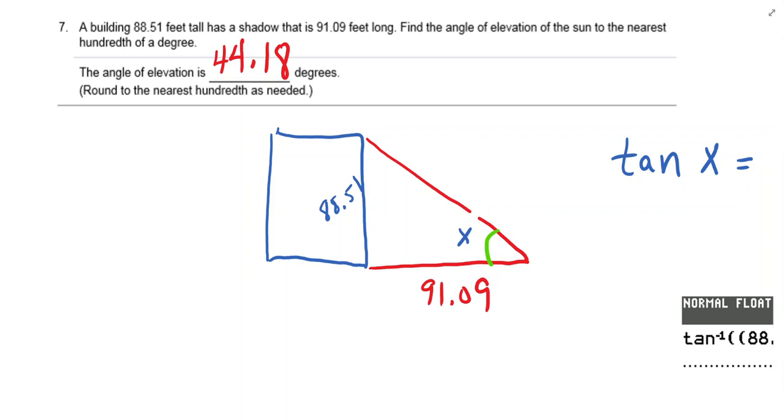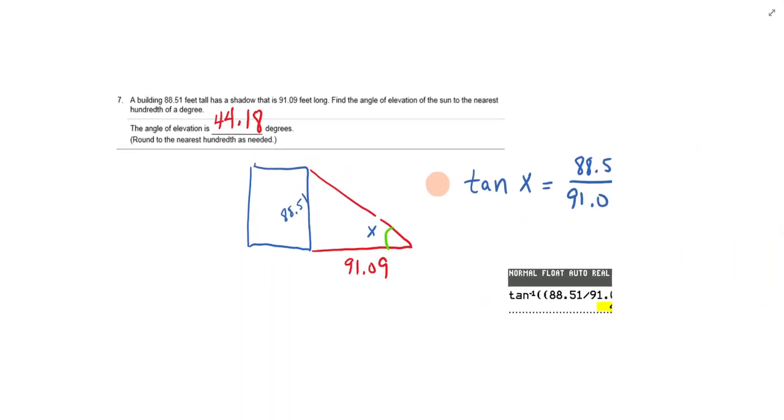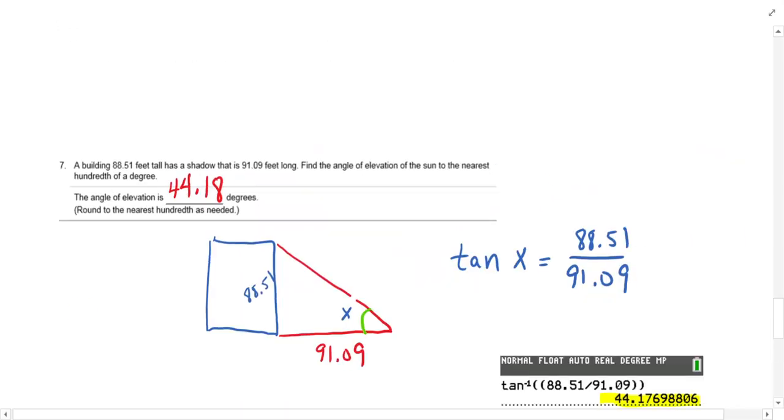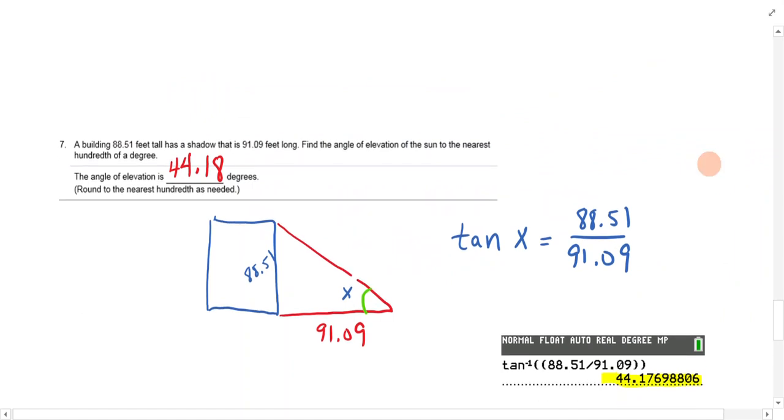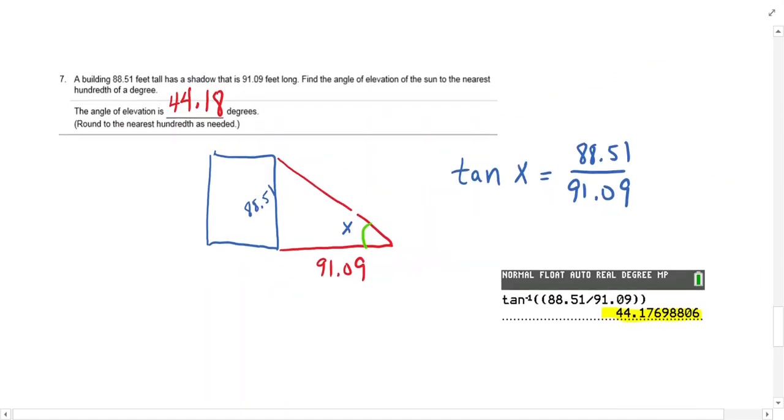Now, number 7 is kind of a word problem, and we need to draw a picture. So let's get here. So a building 88.51 feet tall has a shadow that's 91.09 feet. Find the angle of elevation of the sun to the nearest 100th degree. Angle of elevation is this one here going up. And so if we're looking at it, here's the height of our building, 88.51. Here's the length of the shadow.